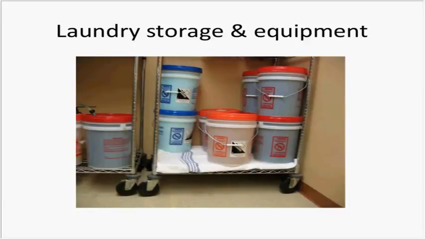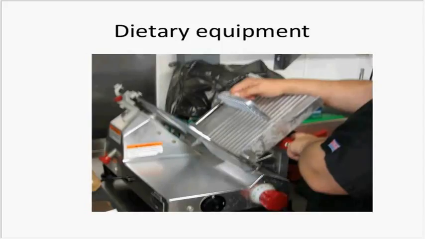Probably the most dangerous equipment in your facility is located in the kitchen. Slicers are made to slice. Mixers are made to beat and grind. Knives are made to cut. And they can do the same job on your hand or finger that they can do on food.